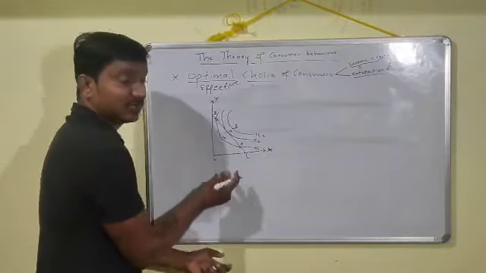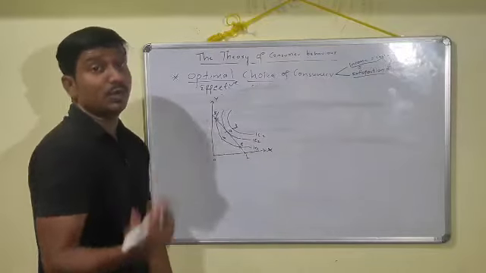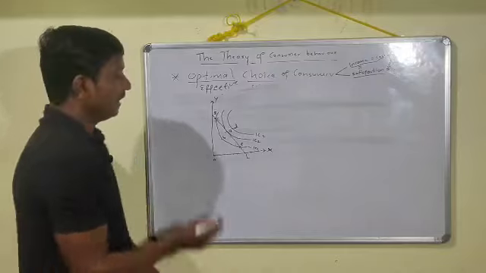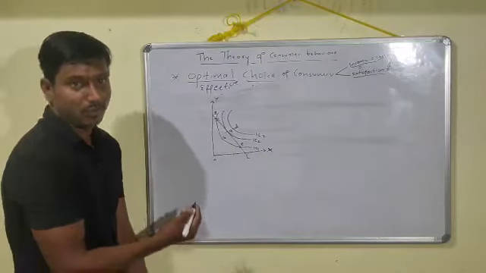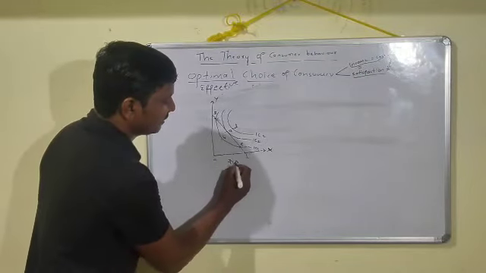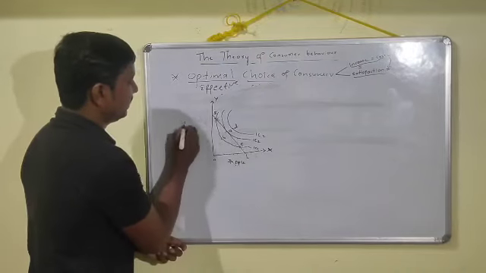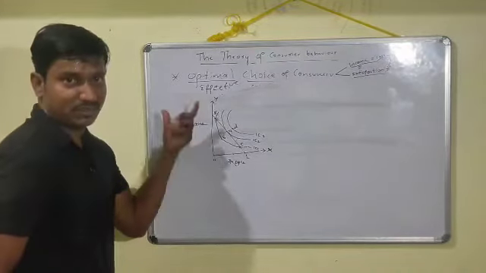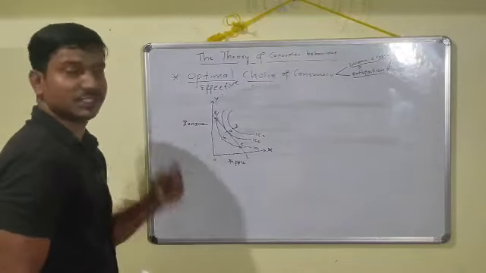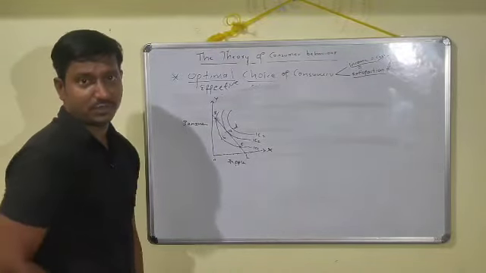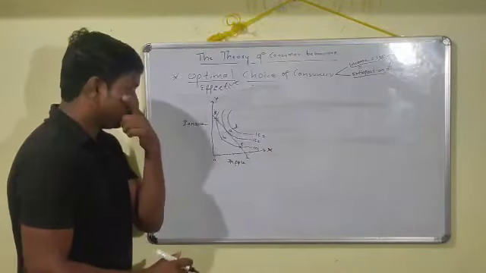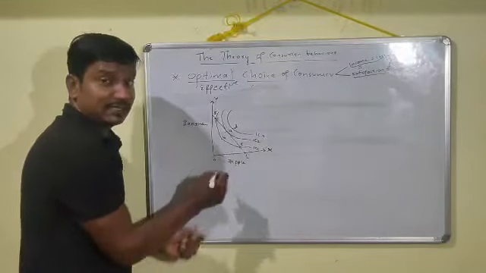Before that, let us confirm ourselves about the OX axis. What is the OX axis? Here you may take different combinations of apple, and the OY axis takes different combinations of banana. I write here, this may be apple, whereas here it is banana. So two things we are taking: apple on the OX axis, and banana on the OY axis. On that basis only we have to understand the optimal choice of the consumer. So let us see now.